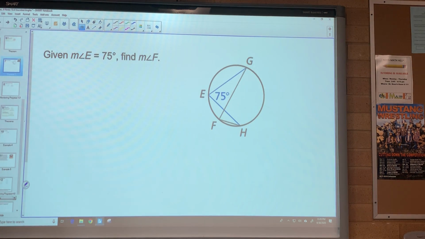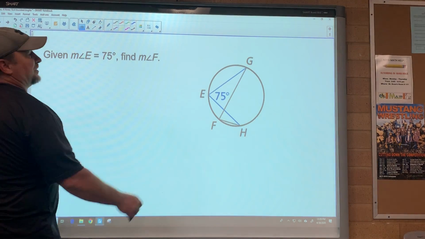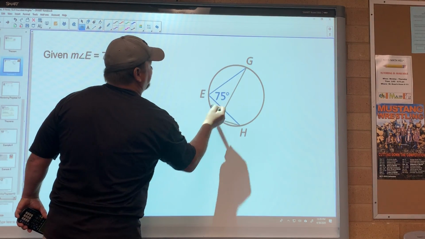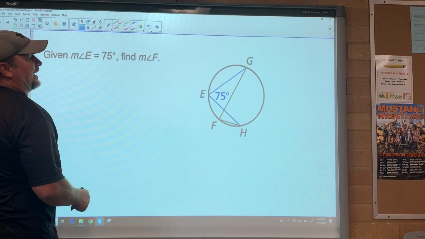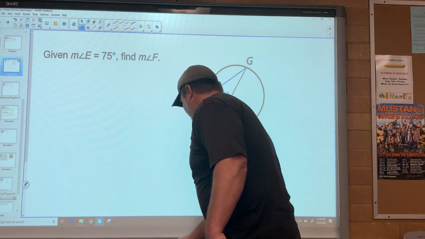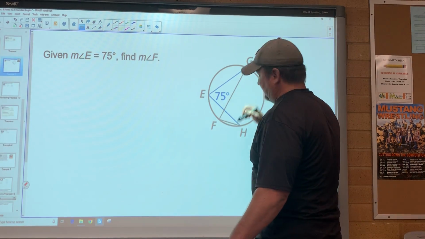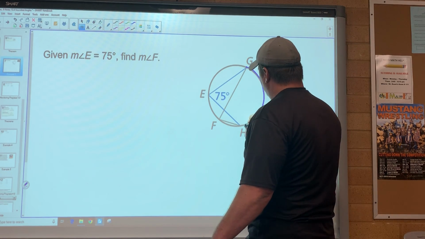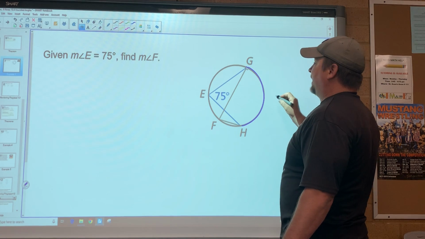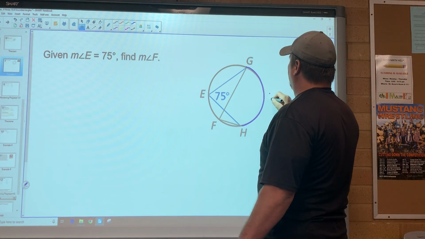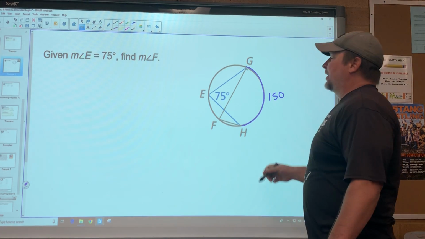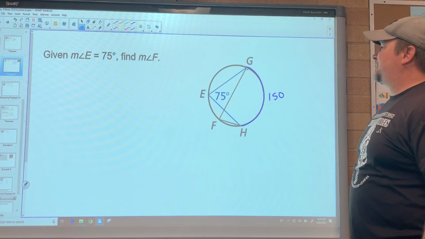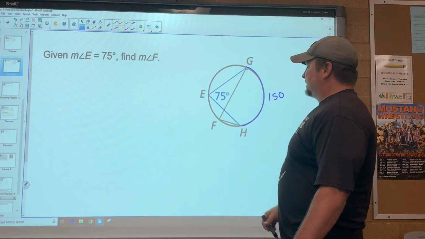All right, well, let's go on and see what we can figure out. It says, given the measure of angle E, it's right here, find the measure of angle F. Let's take a look at it. I really like drawing these in. This is already in blue, so this arc will be blue. So this would be 75 times 2, which would be 150, because it doubles.